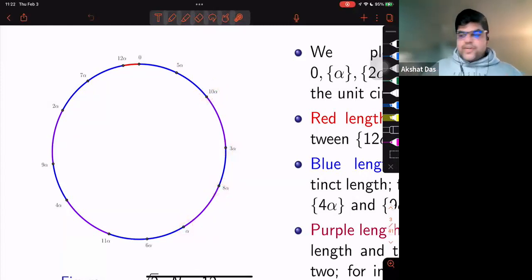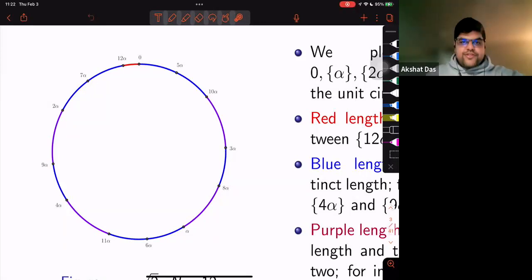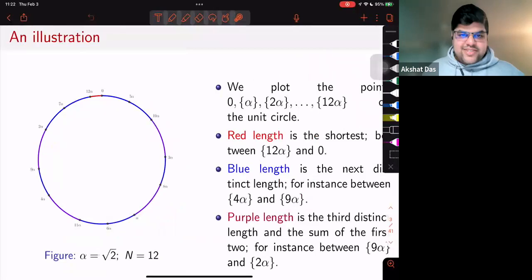So you can also see that the purple length is actually the sum of the red and the blue length. So this is also quite a lot of times stated in the statement of the theorem that the sum of the first two distinct lengths is equal to the third and the largest distinct gap length that we have. Okay, so this was just a small illustration.